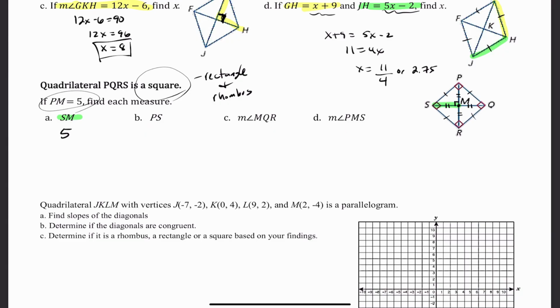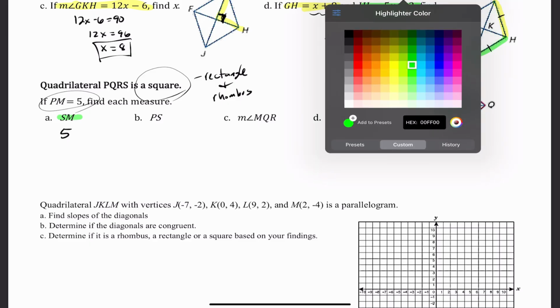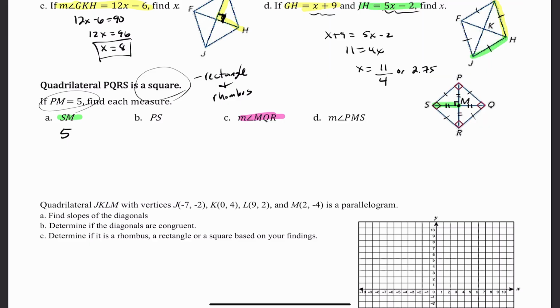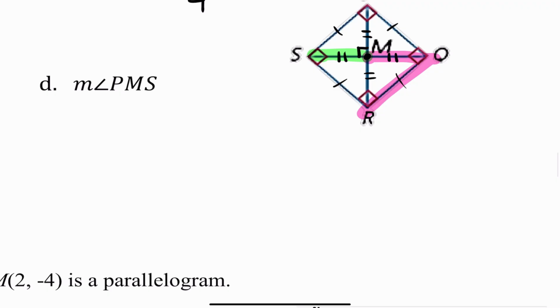The measure of angle MQR, so MQR, well, what is this angle here? What is this angle here? I'm not talking about this whole angle. I'm not talking about angle Q. It's MQR. It's this angle.